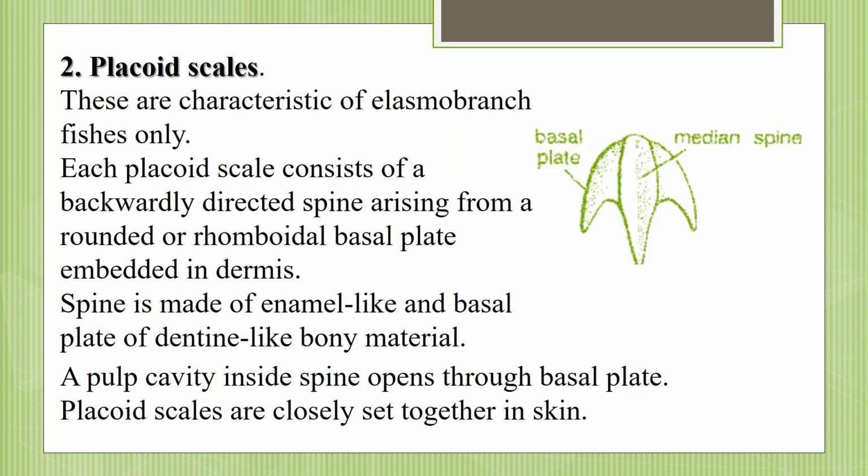Second type, placoid scales. These are characteristic of elasmobranch fishes, that is, cartilaginous fishes. In cartilaginous fishes, the body is covered by placoid scales.